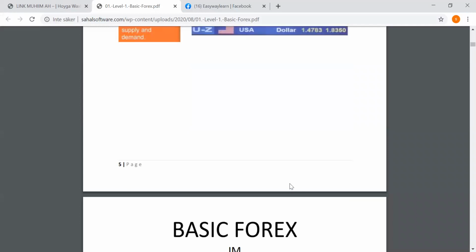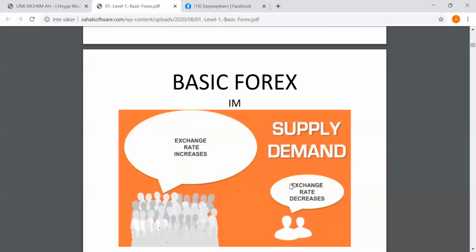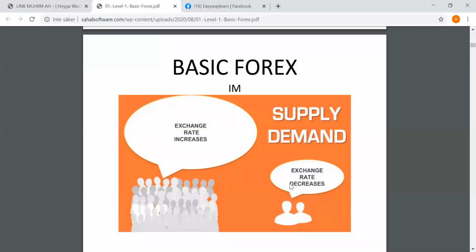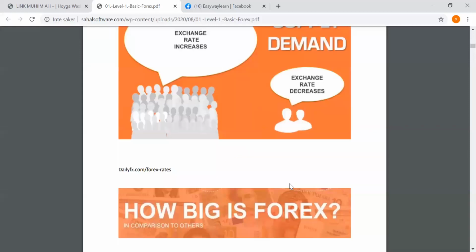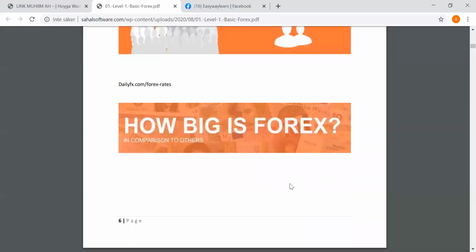Basic Forex is usually determined by supply and demand. Exchange rate increases and exchange rate decreases. And that is what we call supply and demand. We are going to explain more so that you can understand the meaning of supply and the meaning of demand. The second slide is talking about how you can understand supply and demand.